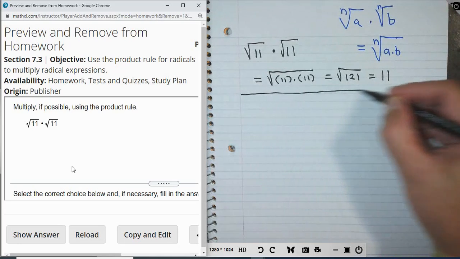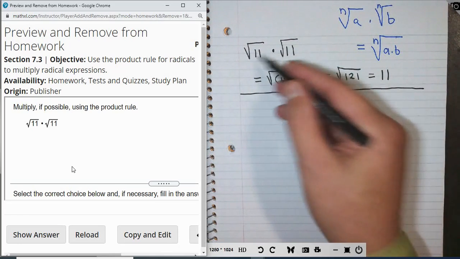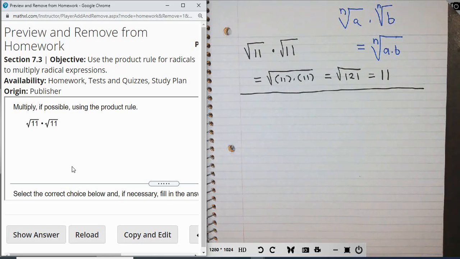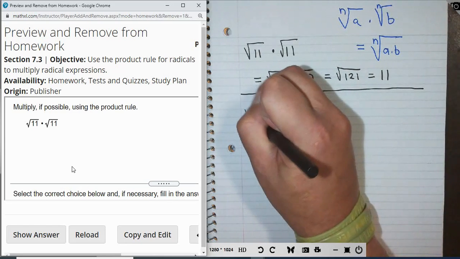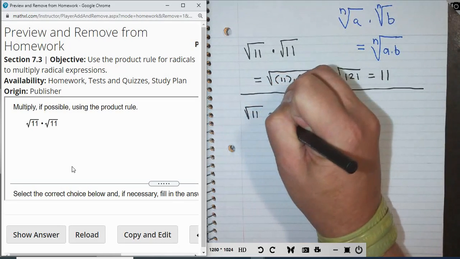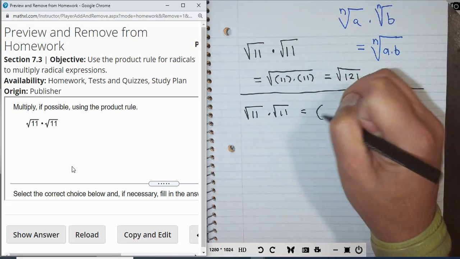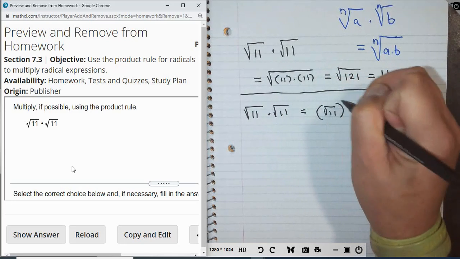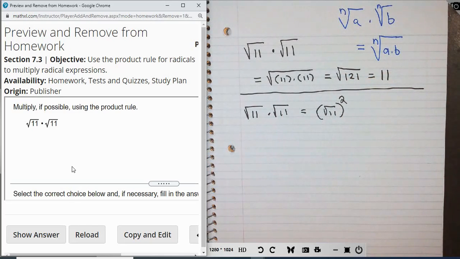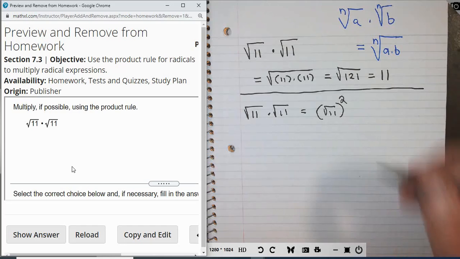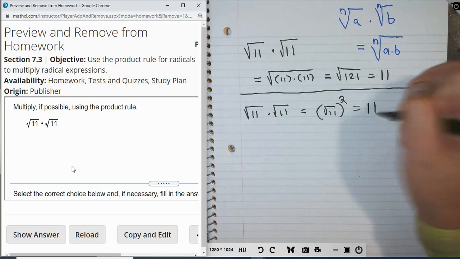While we're talking about it, let's think of this particular situation here in a different format. Square root of 11 times square root of 11 is actually the square root of 11 squared. So I like to use the terminology here that we're unsquare rooting it. So if we were to unsquare root 11, we would get 11.